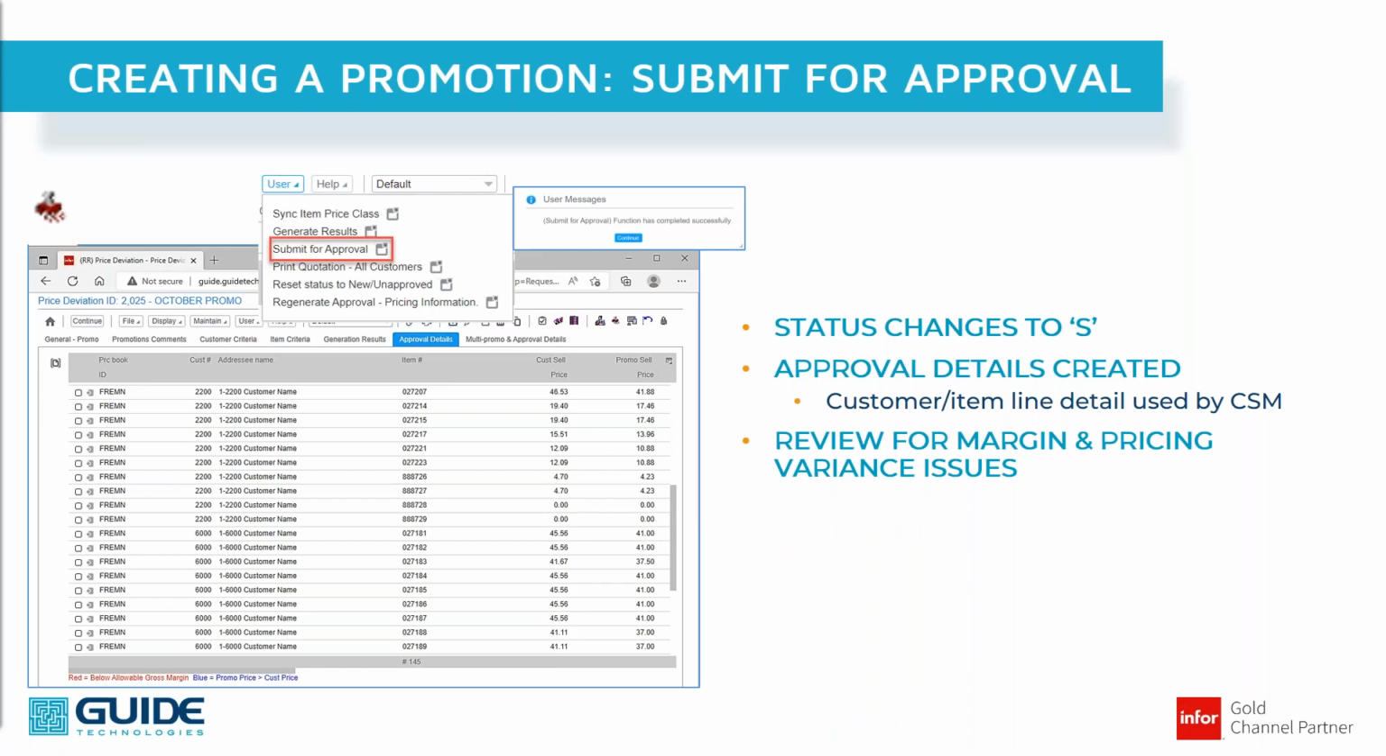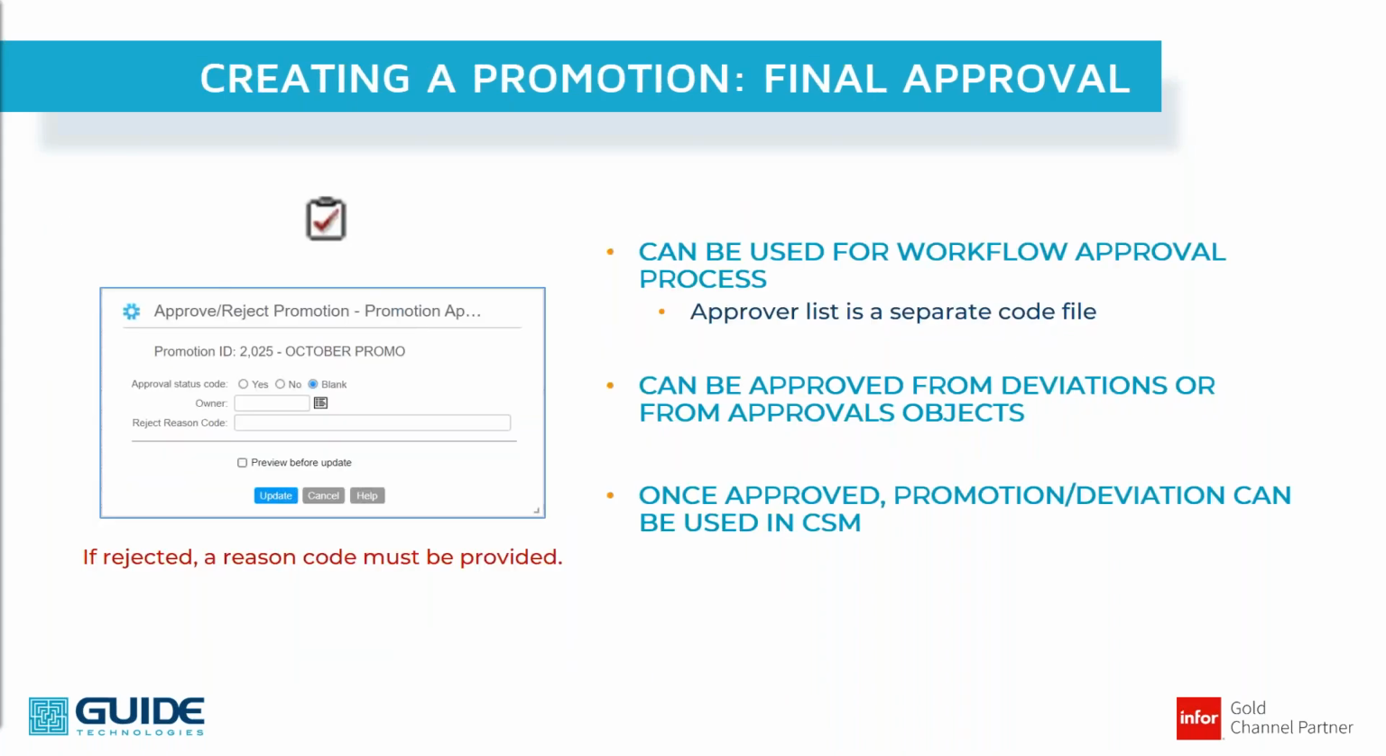So when you submit for approval, you can review all of this information, as should the person who is going to approve it. When someone comes in to look at a promotion that is now submitted for approval, they're going to click on the little checkbox to approve, and they're going to get a pop-up box that says, do you want to approve this? Yes or no.